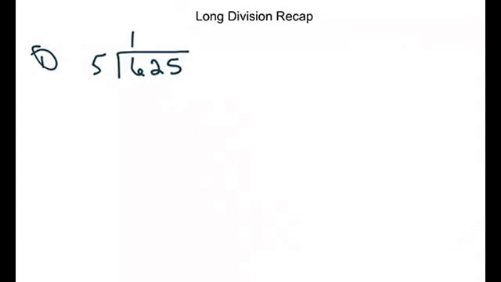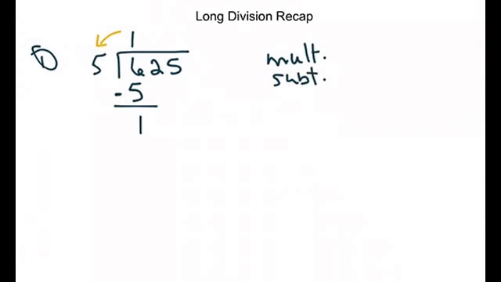Now, I am going to multiply 1 times 5. And 1 times 5 is 5. I put that underneath the 6. Now, once I put that underneath there, I am going to subtract 6 minus 5, which gives me 1. Okay, so I have multiplied, I have subtracted. Now, I am going to bring down this next number, and now I'm going to start the process all over again.